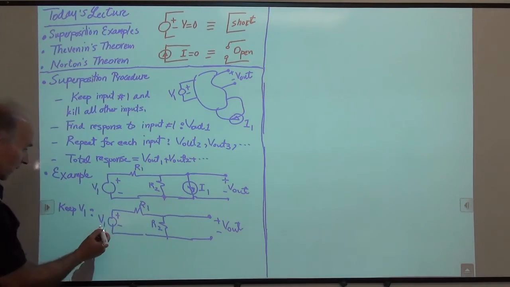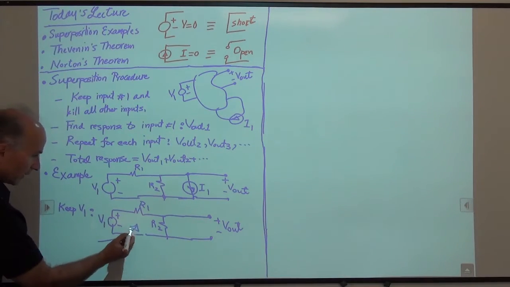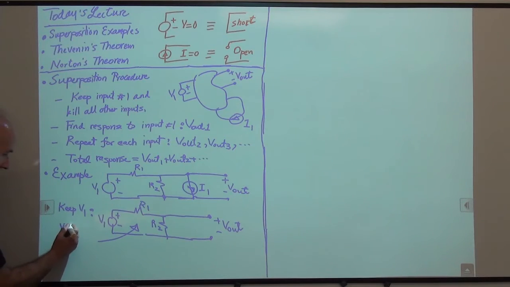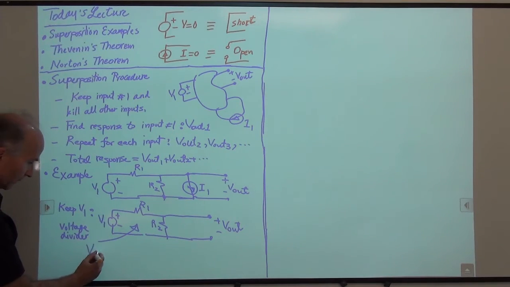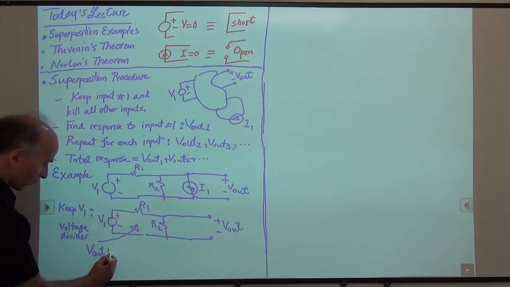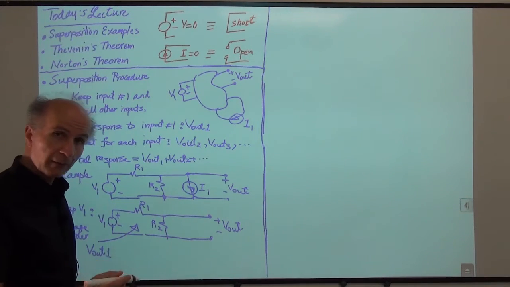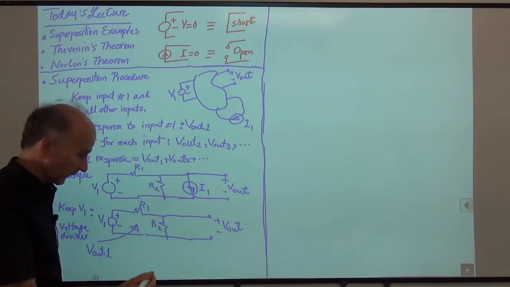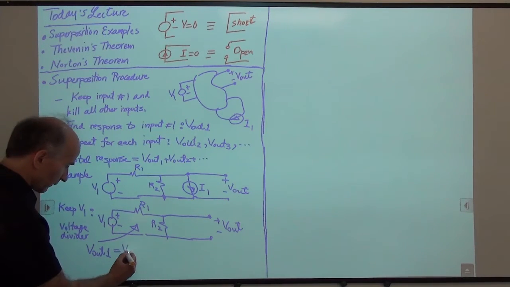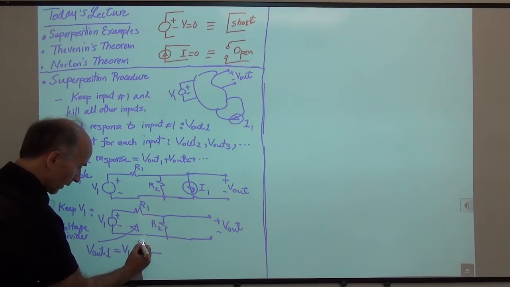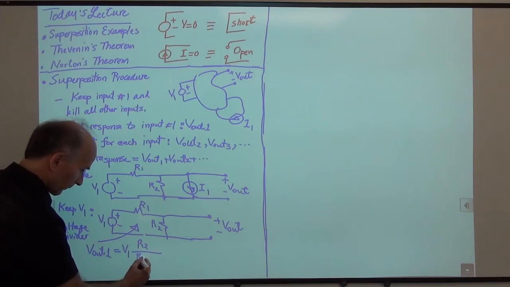So we say it's a voltage divider. And that means that V out, now I have to call this V out 1, just to keep track of all the outputs that I will end up with. So V out 1 is equal to the input V1 times R2 over R1 plus R2.